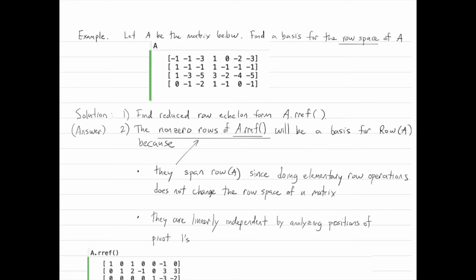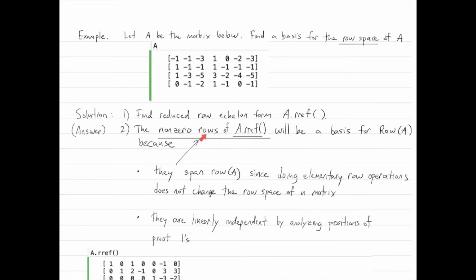Okay, let's finally do an example. Let A be a matrix, so here I've chosen a specific matrix, and the question is: find a basis for the row space of A. So the solution is to just find the reduced row echelon form of A, and then take the non-zero rows in that reduced row echelon form of A, which I'm denoting A.rref(), which is the Sage math command for finding the reduced row echelon form of a matrix. So these non-zero rows will be a basis, I claim, for the row space of A.